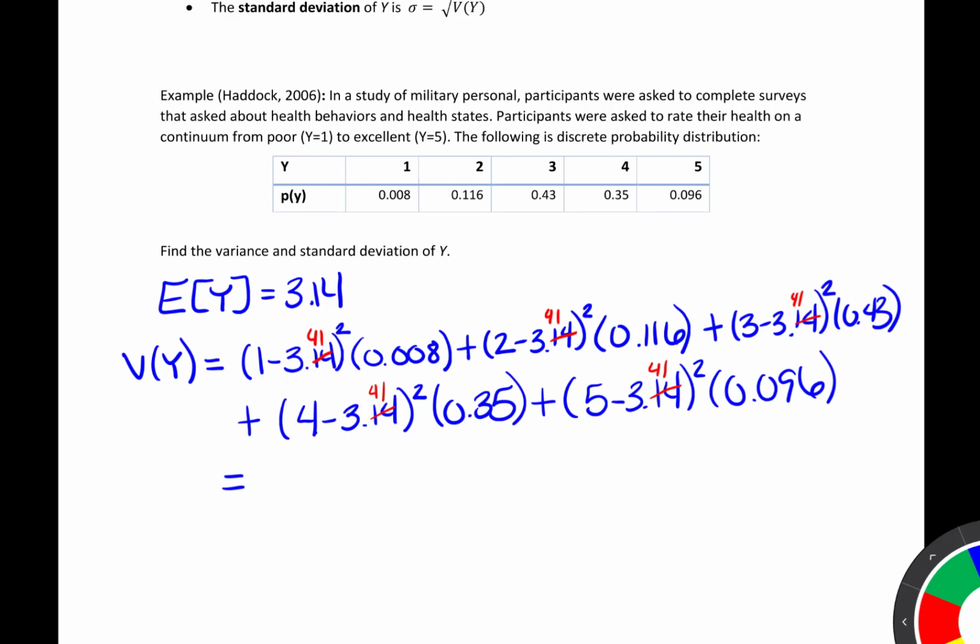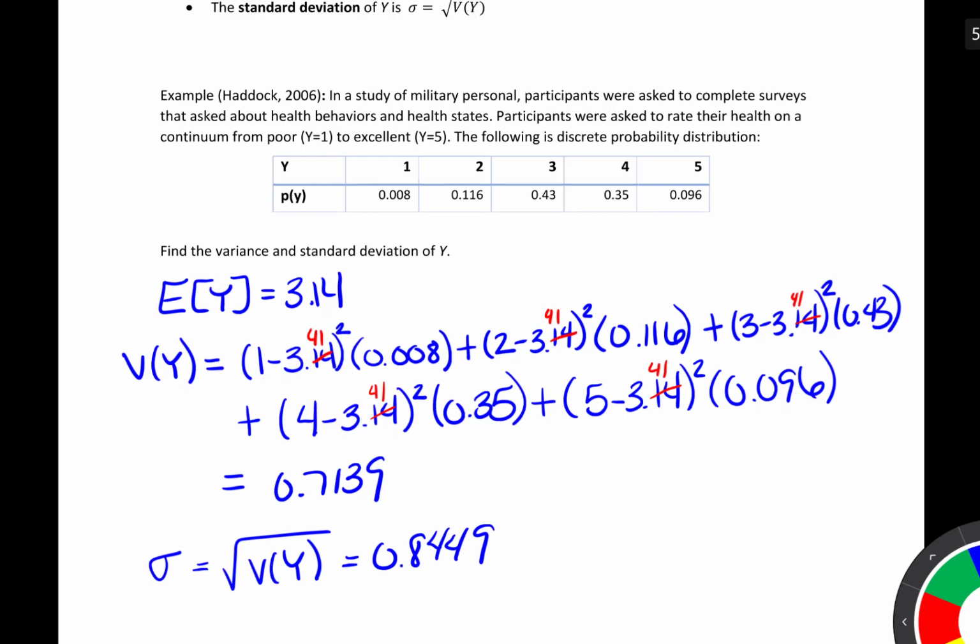So if you put that in your calculator the correct way, we should find the variance is equal to 0.7139. And then remember, the standard deviation is always just the square root of the variance. So our standard deviation of y, which we can denote as sigma, or the square root of the variance of y, is equal to 0.8449 rounded.